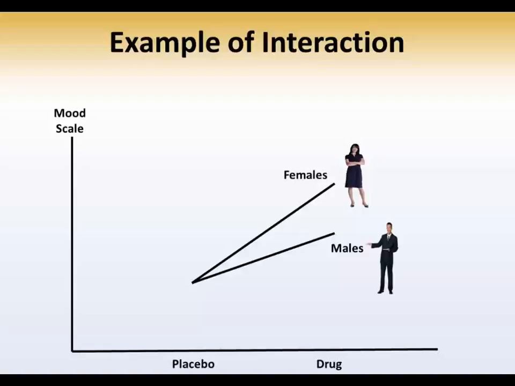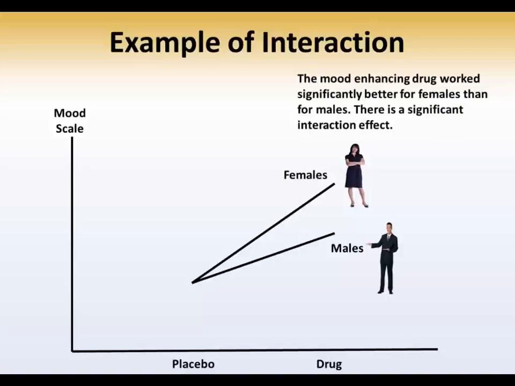What happens is when you talk about the drug, you have to talk about males and females because the drug has a differential effect on males and females. That, by definition, is an interaction. The mood-enhancing drug worked significantly better for females than males. There was a significant interaction.